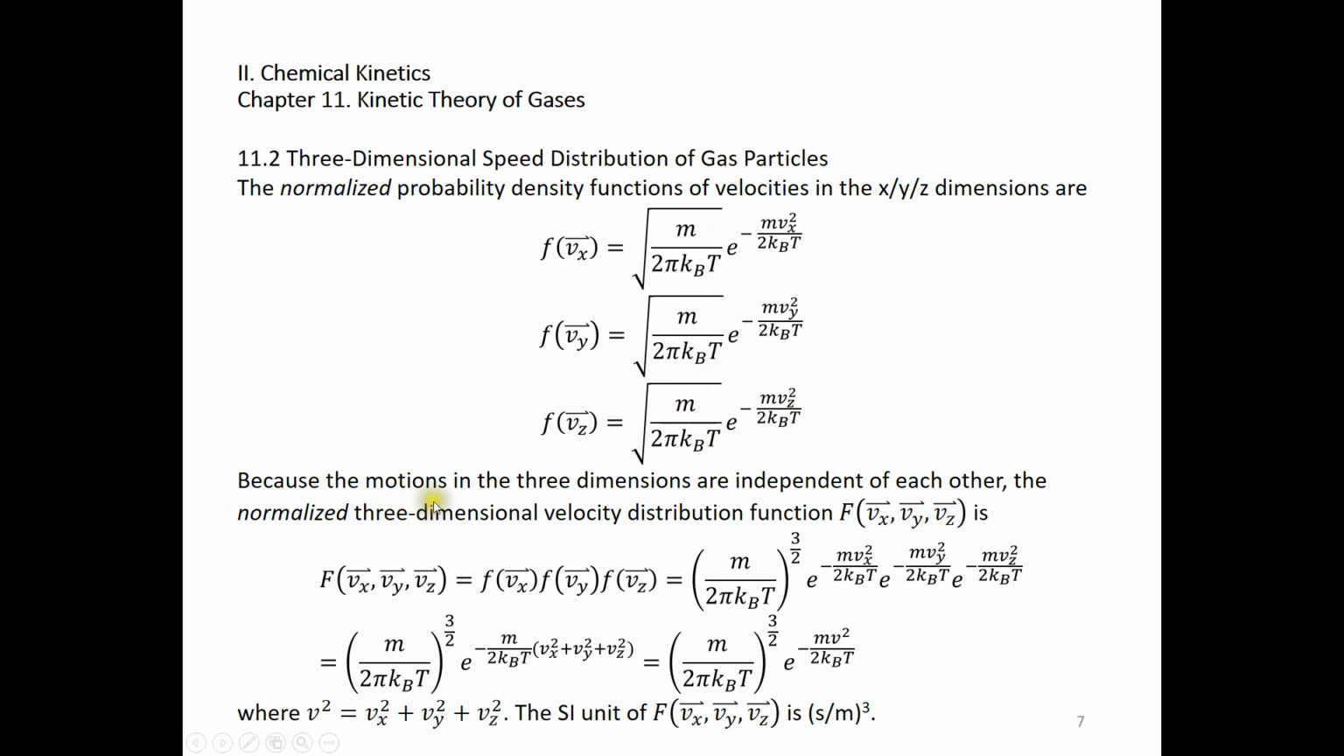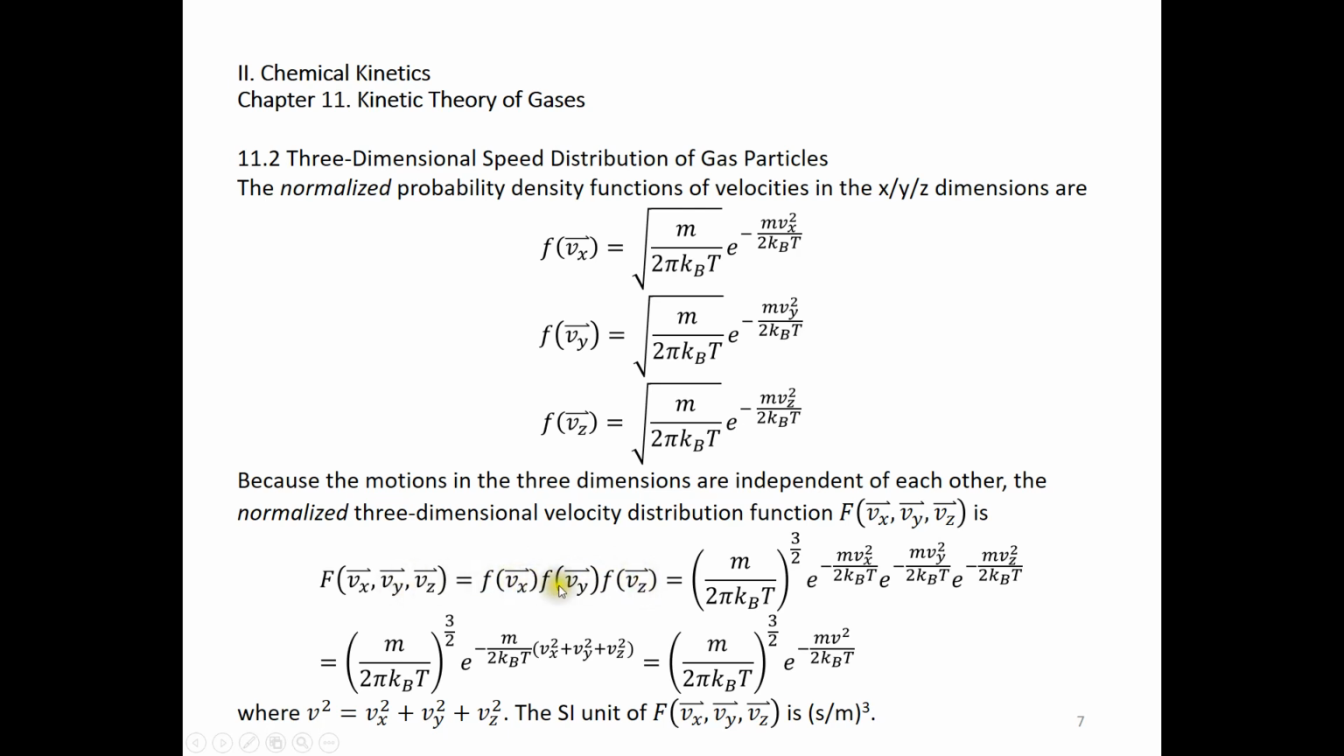Now, because the motions in the three dimensions are independent of each other, that means how fast a particle is moving in the x direction and how fast it's moving in the y direction do not depend on each other. The normalized three-dimensional velocity distribution function is simply the product of the lowercase f of Vx, f of Vy, f of Vz. So we just need to multiply the three.